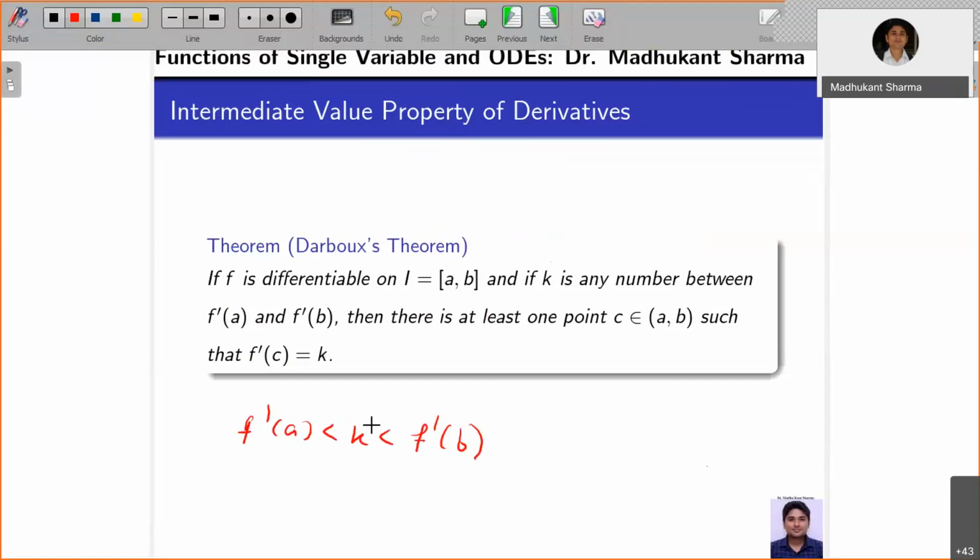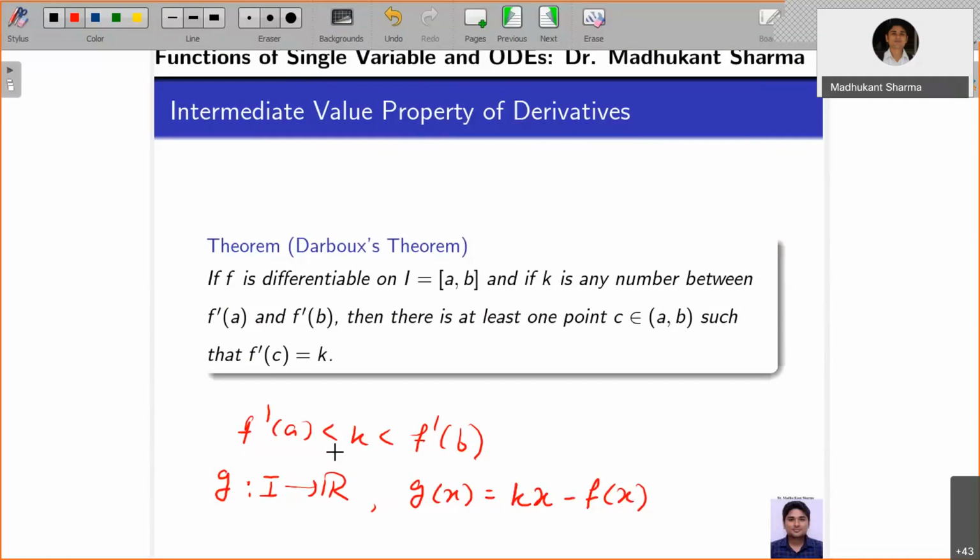Okay, so k is any real number such that f dash of a is less than k, which is less than f dash of b. Now we will create an artificial function g from I to R by g of x is equal to k times x minus f of x, so that we can talk about f dash of a minus k being less than 0 and f dash of b minus k being greater than 0. We are going to use that fact.